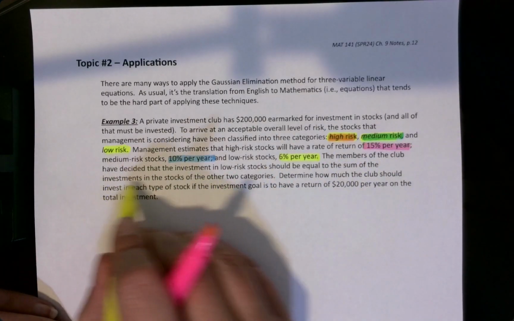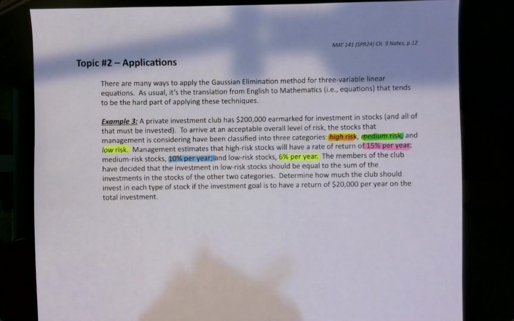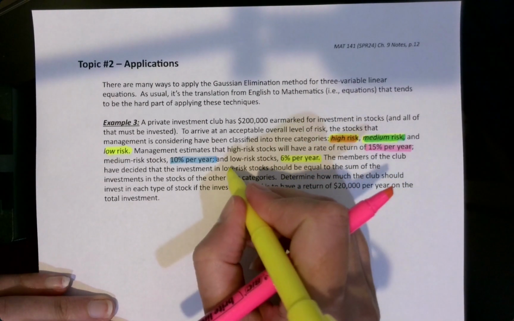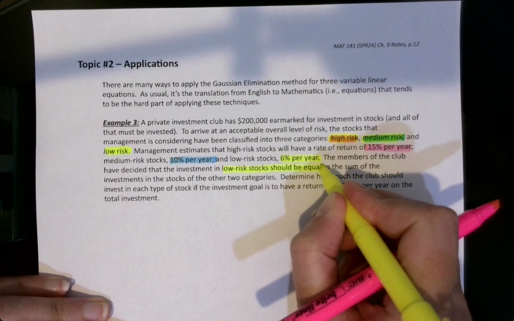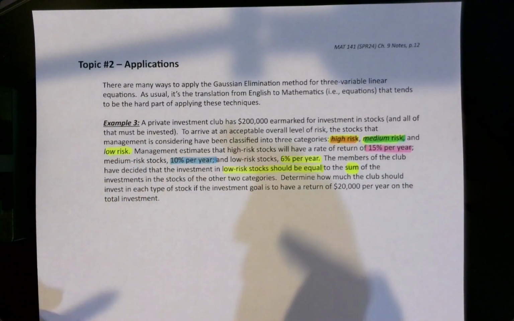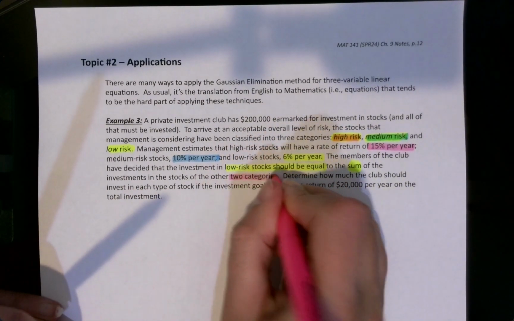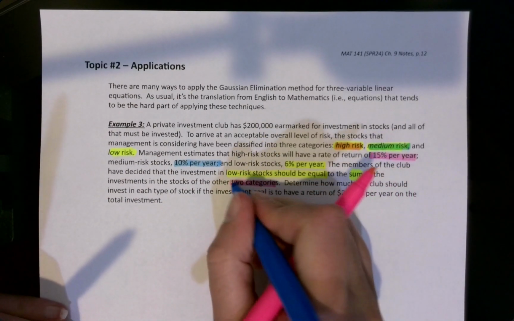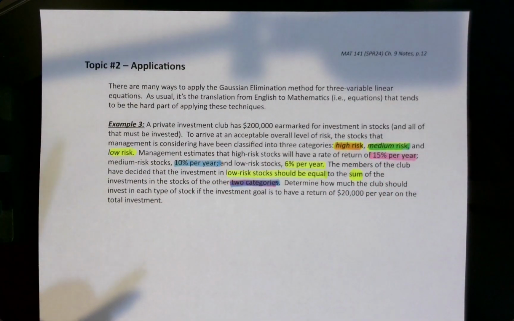The members of the club have decided that the investment in low risk stocks should be equal to the sum of the investments in stocks in the other two categories. Determine how much the club should invest in each type of stock to have a return of $20,000 per year on the total investment.